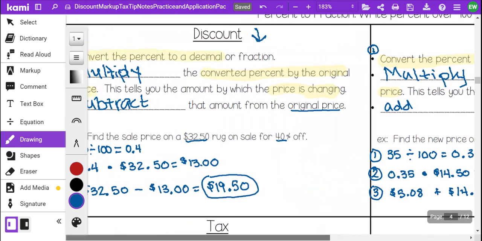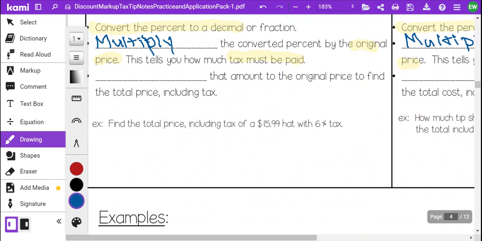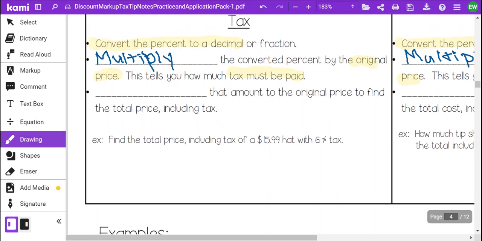We got 2 more to talk about. Should go a little faster because we already have these steps down. Already talked about how these are like the same steps, right? Okay, convert the percent to a decimal, then multiply. And since it's tax, we're always going to pay more on tax. So we are going to add, yet again, the original price and the tax. All right. Find the total price including tax of a $15.99 hat.